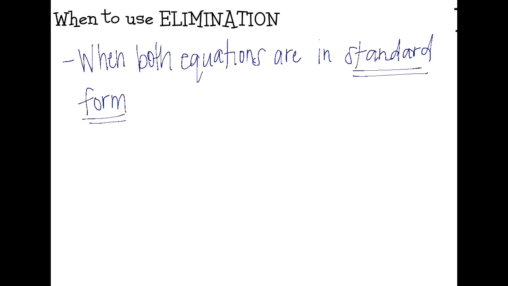Another way to solve systems of linear equations is with a method called elimination. The main time that you want to use elimination is when the two equations are written in what we consider standard form. If you remember, standard form is ax plus by equals c. Basically, the constant is isolated and both variables are on one side. So we can see we have both variables over here on one side.